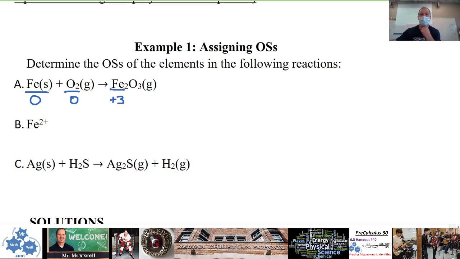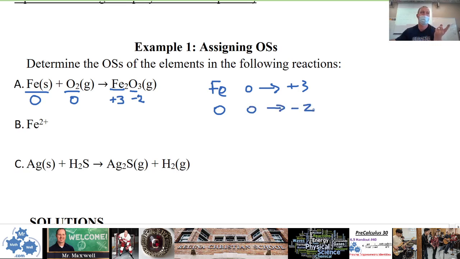And that's just for this iron. Because it's an ionic compound, we understand that oxygen now is really in an ionic form here, or it was just before this happened, and so that's a -2. So iron, Fe, has gone from 0 to +3, and oxygen has gone from 0 to -2.